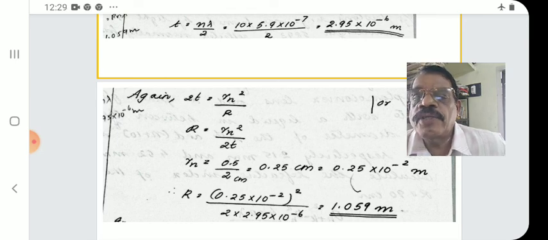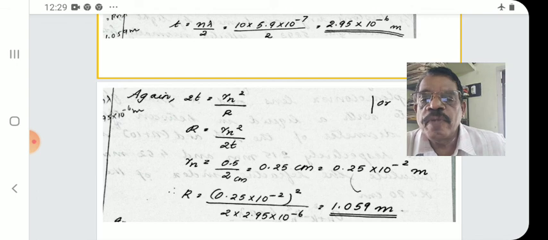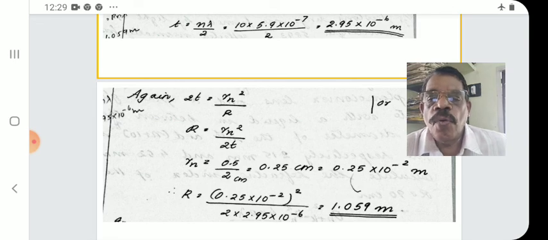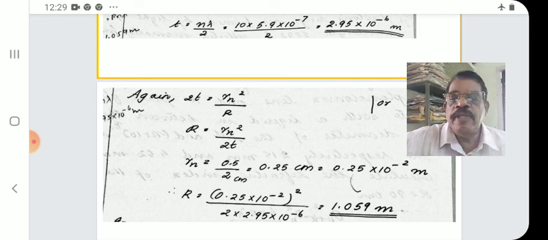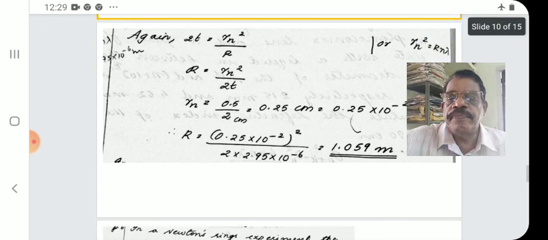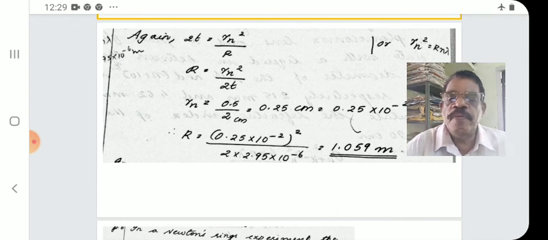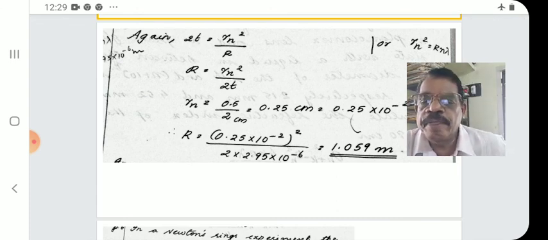Therefore, capital R in the above relation is equal to 0.25 into 10 raised to minus 2, the square, all by 2 into 2.95 into 10 raised to minus 6, which is equal to 1.059 meter. Answer.